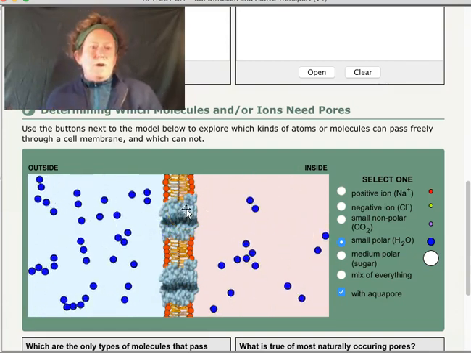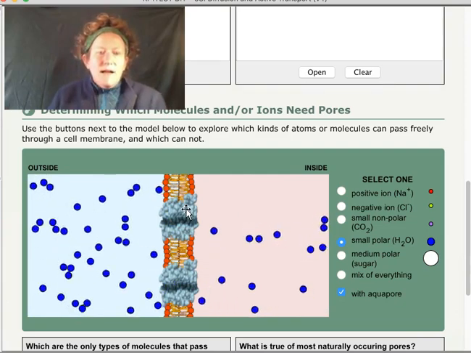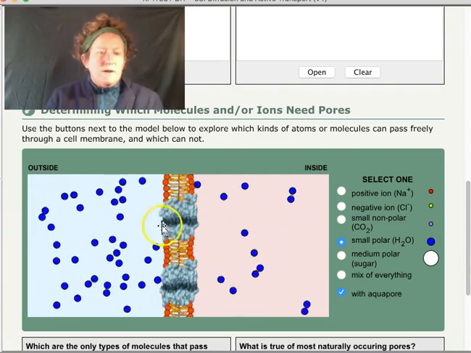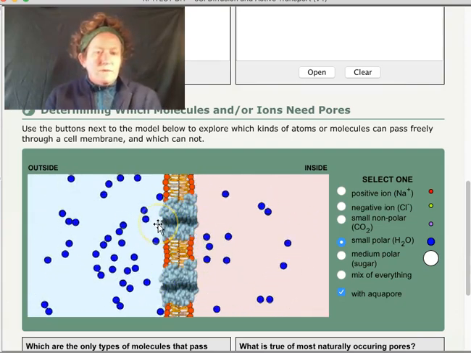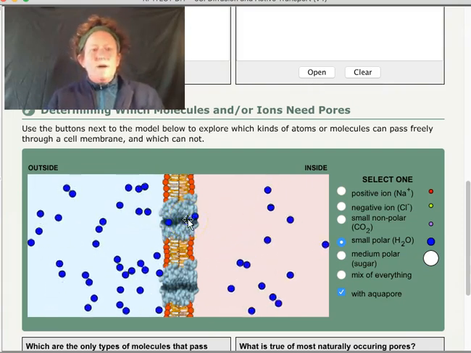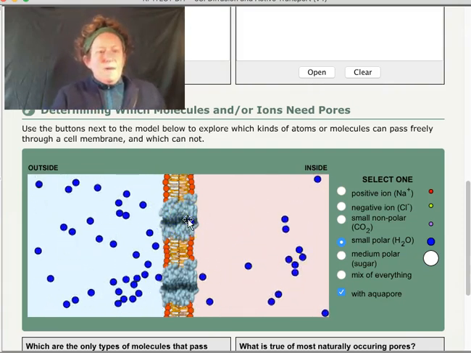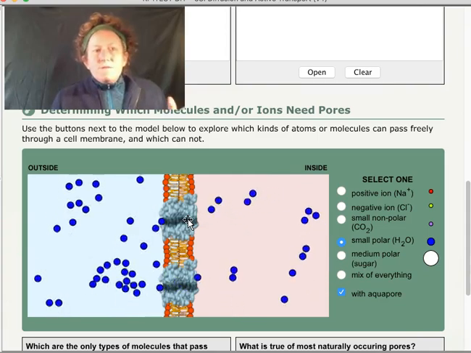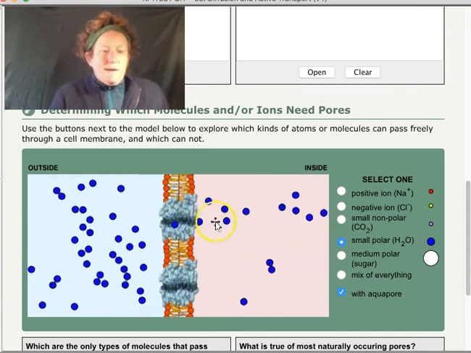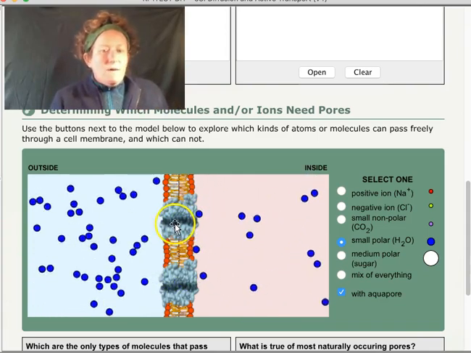The aquapore facilitates the diffusion. It helps the water get across. But the cell's not using energy here. The water molecules are just randomly wandering around and bouncing across the cell membrane. So this is facilitated diffusion using an aquapore.